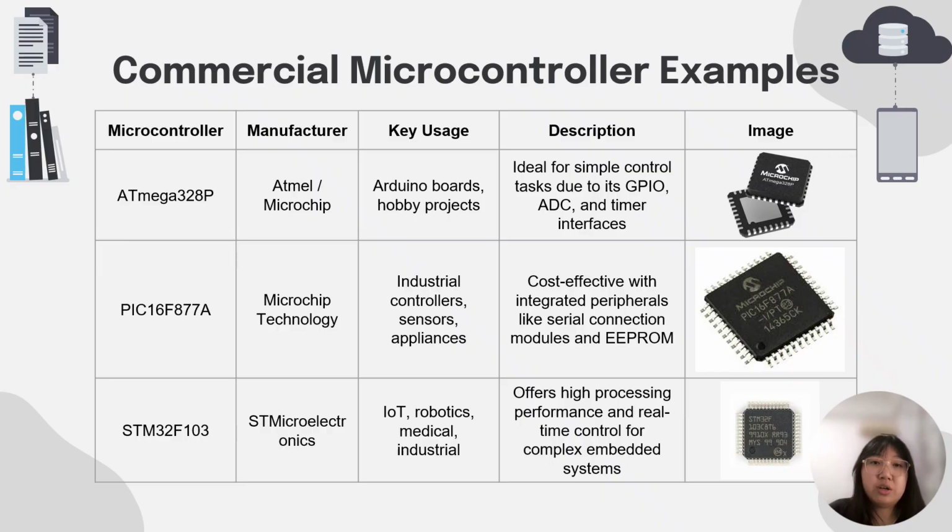So here are examples of microcontrollers. First is the ATmega328P, which you probably know from the Arduino Uno boards. It is super popular for beginners, DIY electronics, basic robotics, and simple control applications. Next is the PIC16F877A from Microchip. This one is often used in industrial electronics, automatic sensors, and consumer devices.